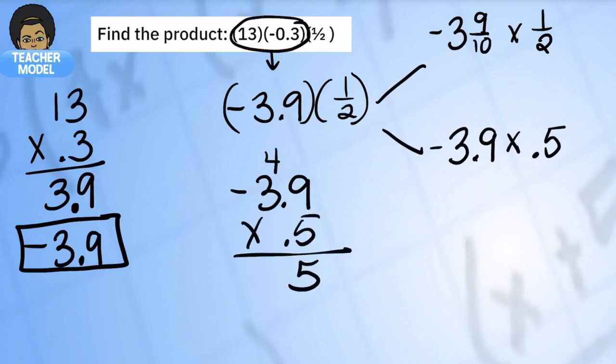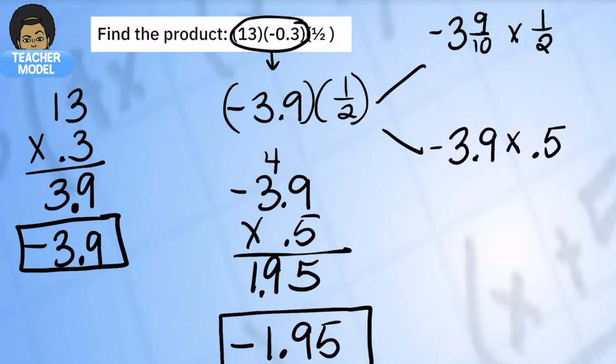And I'm just multiplying 15 plus 4, 19. Remember your decimals again. I have two digits behind decimals, so we're going to do two digits behind decimals in our product. And I have 1 and 95/100ths. And remember, we had one negative times a positive, so my final answer has to be negative as well. 1 and 95/100ths. Take a moment and jot this down into your notes.